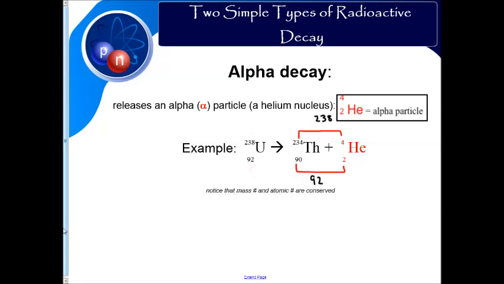If we're missing either one of these, we can figure out, okay, if uranium decays to thorium, it had to be releasing an alpha particle. Or if we know that uranium releases an alpha particle, we can backtrack and figure out that the new element would be thorium. And that is because these two numbers here have to match the other two.